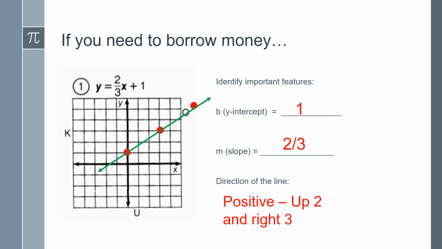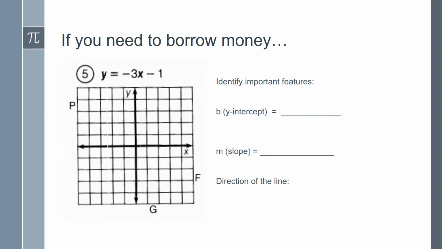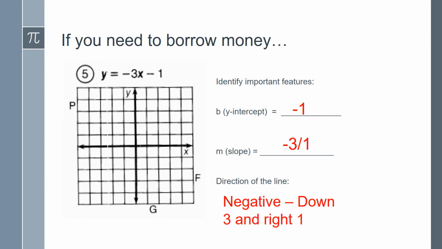All right, let's do the next number. So once again, I identify my y-intercept. My y-intercept is -1. My slope is 3, but -3, sorry. Because it's a whole number, remember I can write any whole number over 1. So I'm going to write it as -3 over 1. Then the direction of my line is negative, which means it's going to go down 3 and to the right 1. With the negative, we're always going to go to the right. So we go down 3, to the right 1.